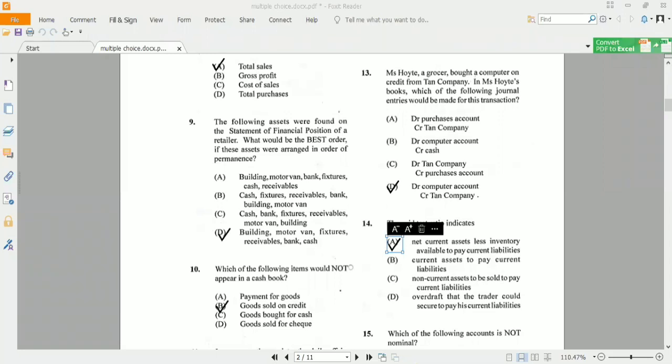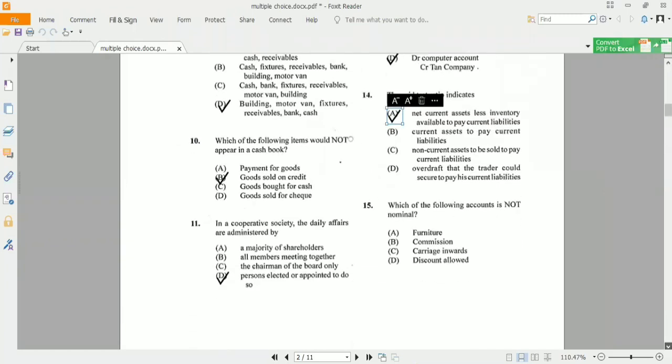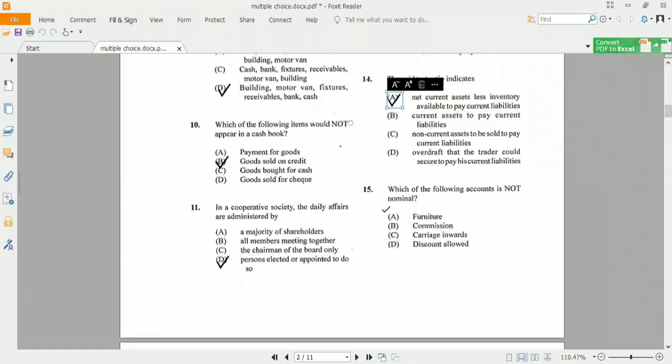Let's move into the other question, which is number 15. Which of the following accounts is not nominal? Before we respond to this question, what are the types of accounts that we have? So nominal is one there. Which other two? Yes, real. Lovely. What else? Yes, and the personal ones, which have been your creditors and your debtors. All right.